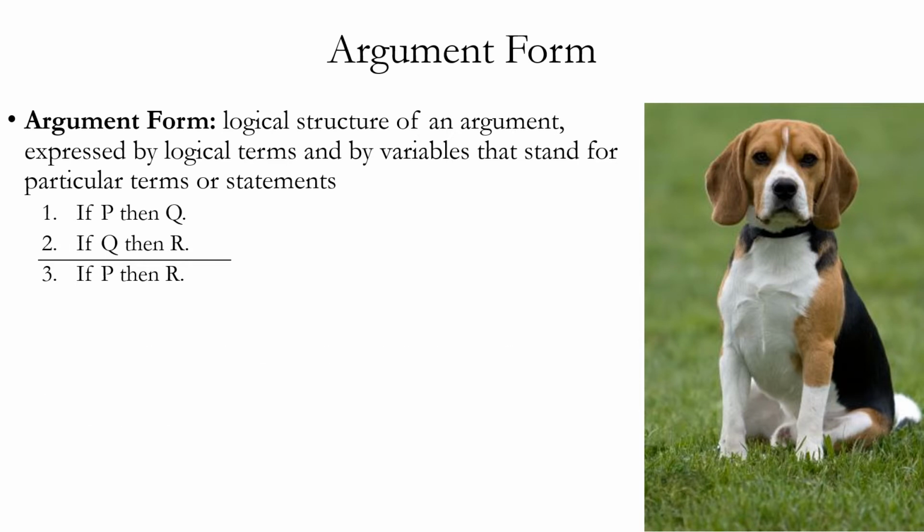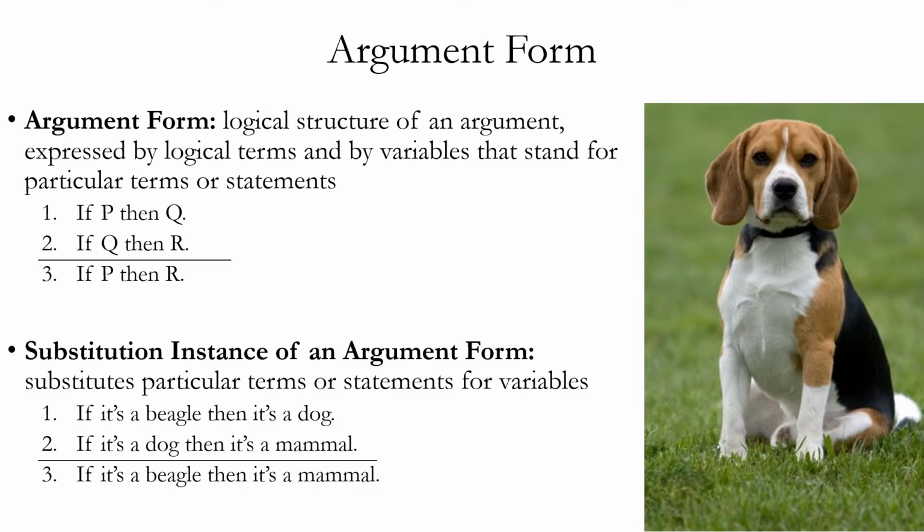A substitution instance looks at a general argument form and then substitutes particular terms or statements for the variables. In symbolic logic, we generally use capital letters to stand as variables that could represent any possible statement. So specifically in propositional logic or propositional calculus, the capital letters are variables that can be instantiated by any statement. And the reason why we do this is because we can look at the general form of an argument regardless of the particular statements in it to discover whether it's valid or invalid.